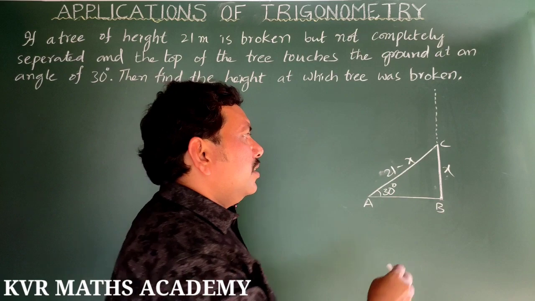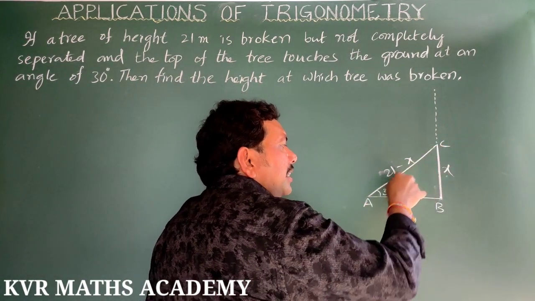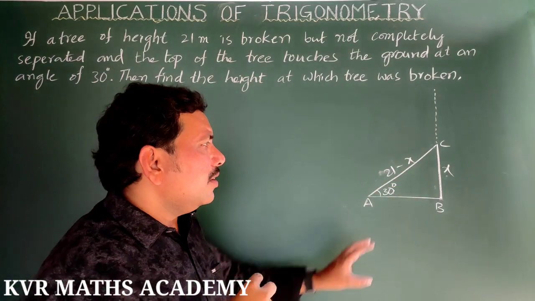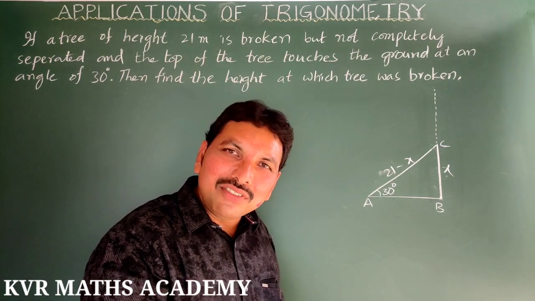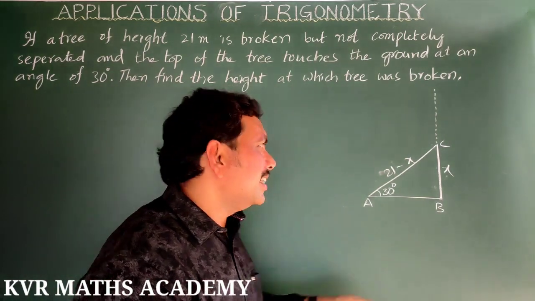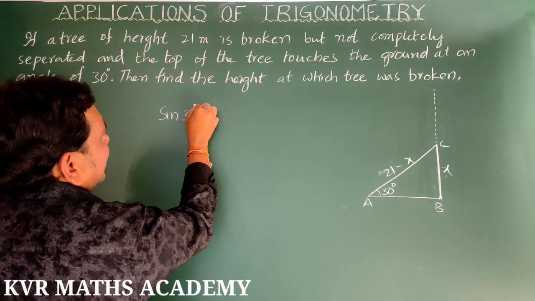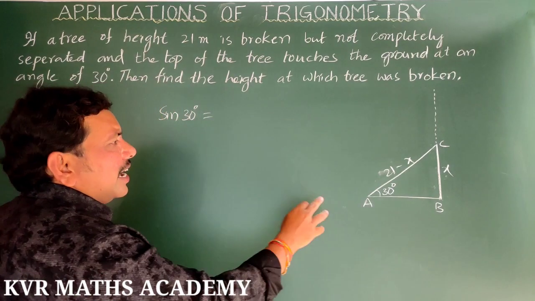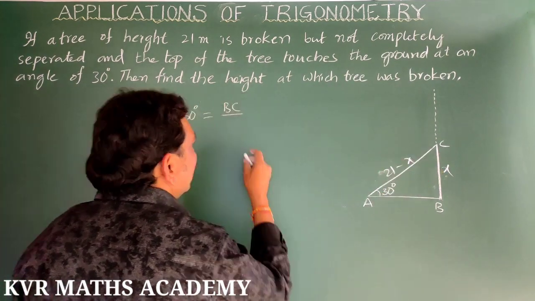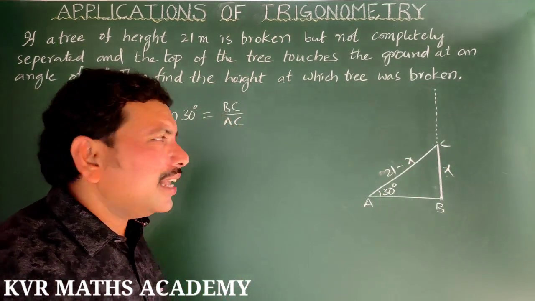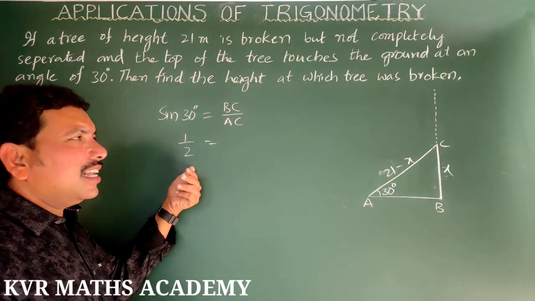Here, for the 30 degrees angle, this is the opposite side and this is the hypotenuse, isn't it? So opposite side and hypotenuse will give us what? Yes, sine theta. Take sine theta. Sine 30 degrees. Here theta is 30 degrees, as given. So sine 30 is equal to the opposite side BC by the hypotenuse AC. Right? We know the value of sine 30 is half.